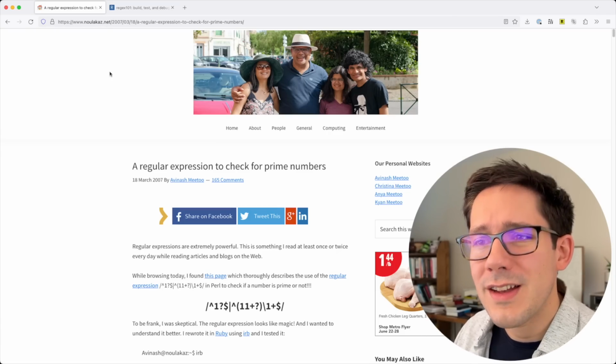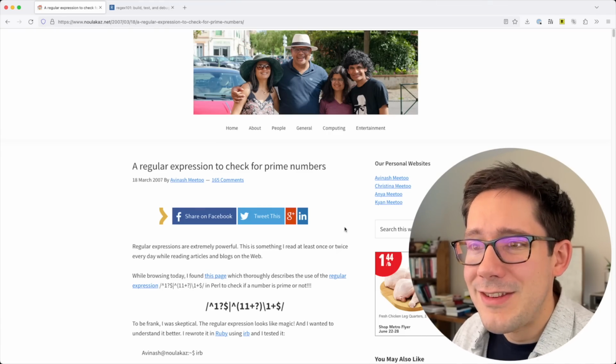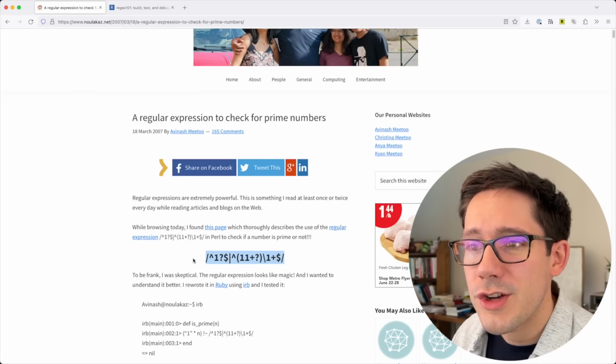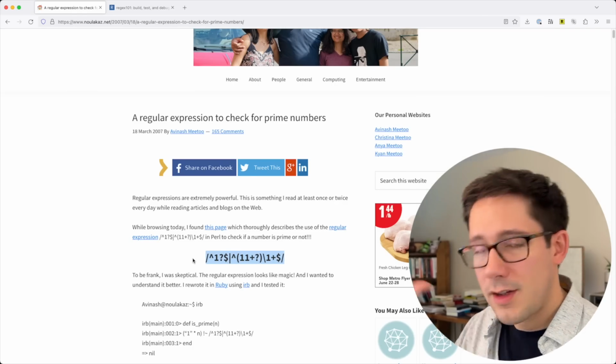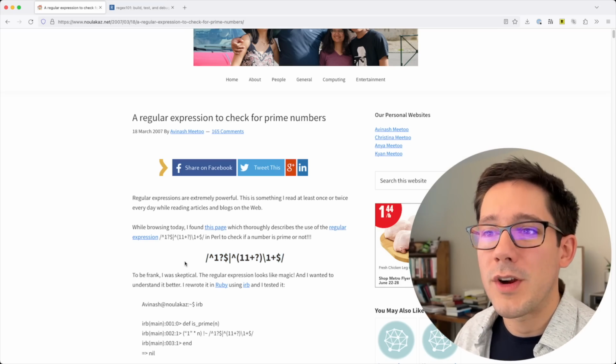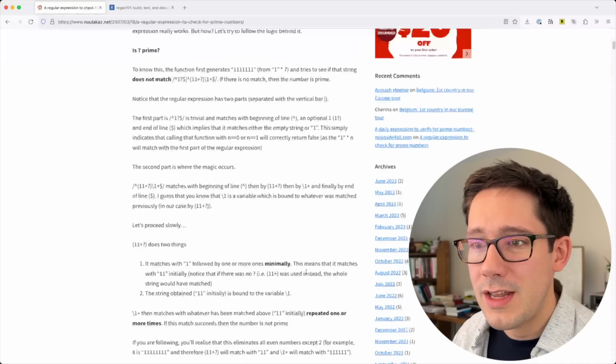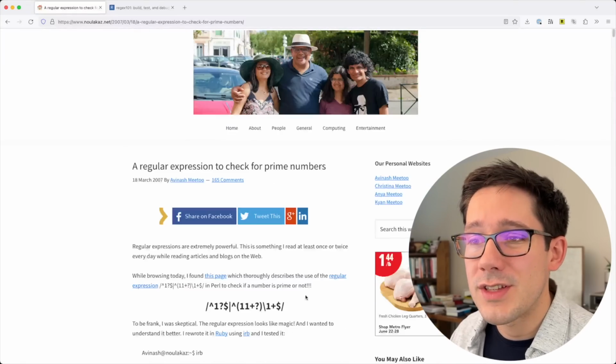This is on nulacaz.net. I hope I'm pronouncing that right. And he's sharing this article about a regular expression that you can use to determine whether or not a number is prime. Blows my mind. Let's take a look at how this works. Definitely take a look through his article and read it. He gives a great explanation. I'm going to try and give a similar explanation.